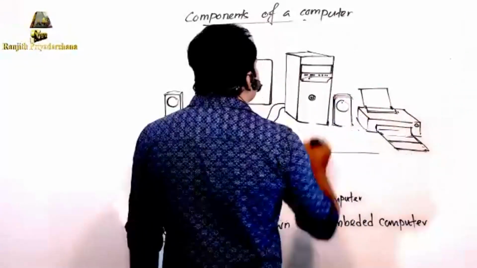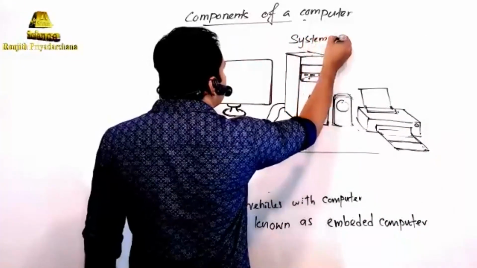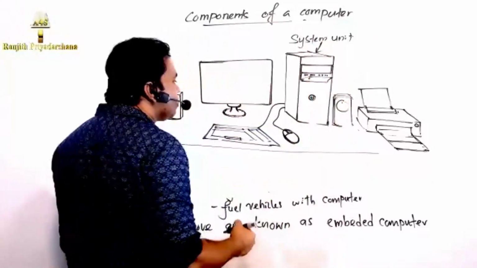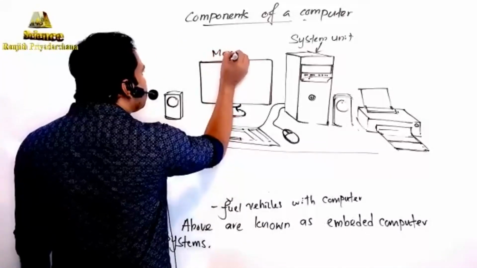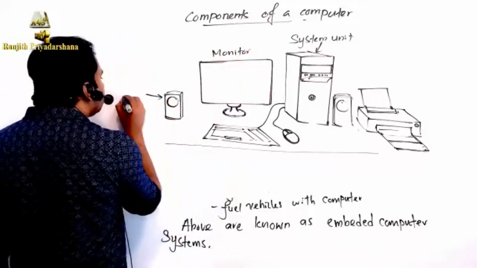Okay. So this is called system unit. System unit. Not CPU, okay? CPU inside this. That's system unit. So this is monitor. So these are speakers.